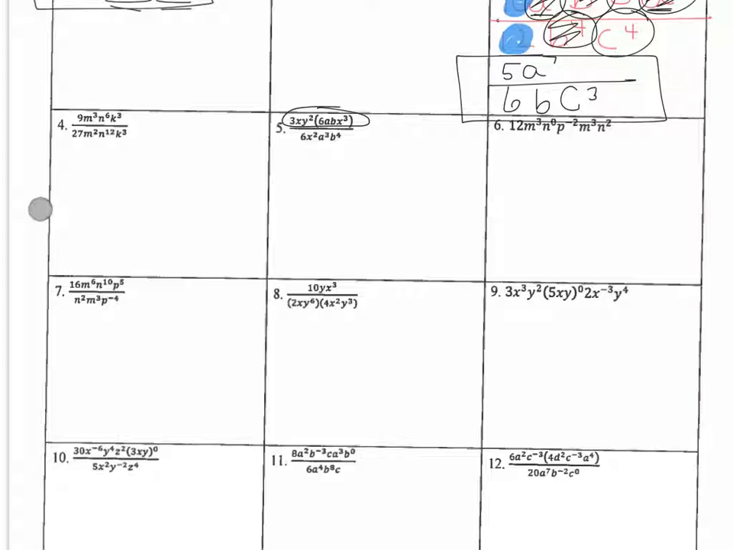So 3 and 6, they're classified as coefficients. So I'm going to make 18. And then I have x to the 4th. And then I have y squared, ab, can't clean any of those up, all over 6x squared a cubed b to the 4th.